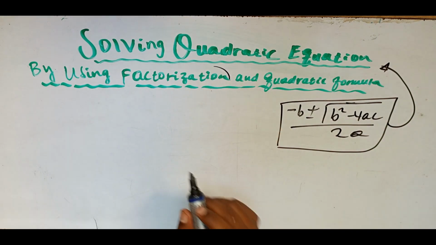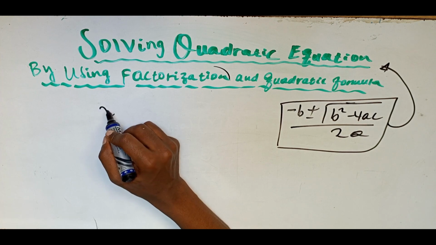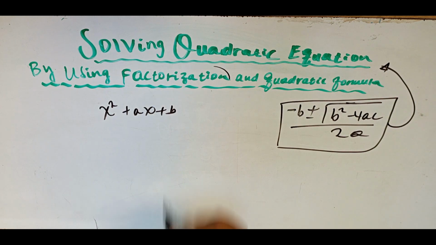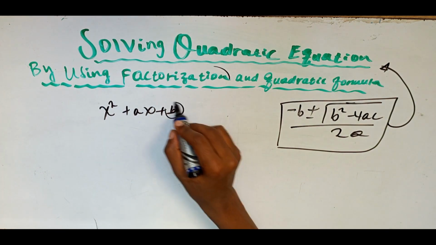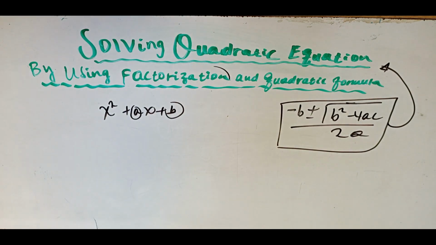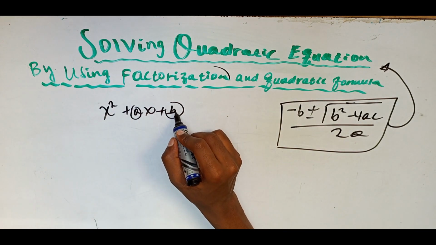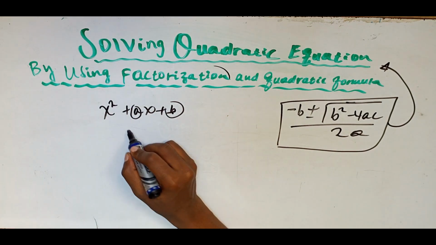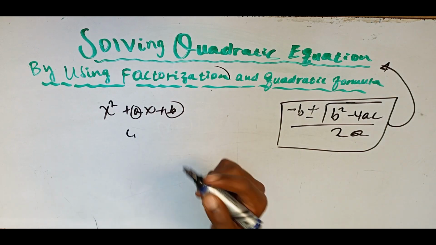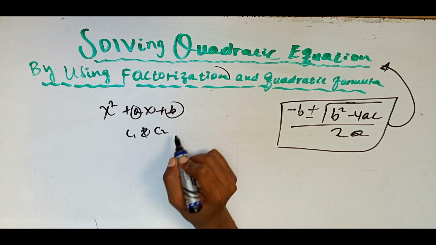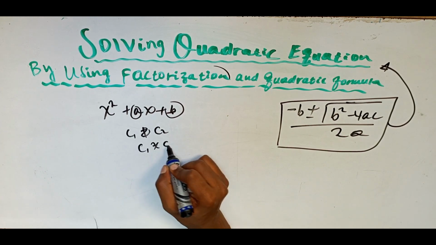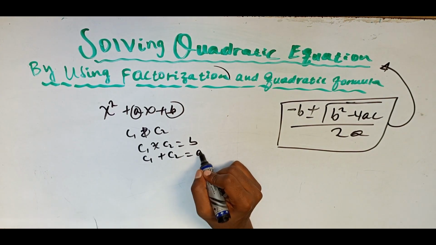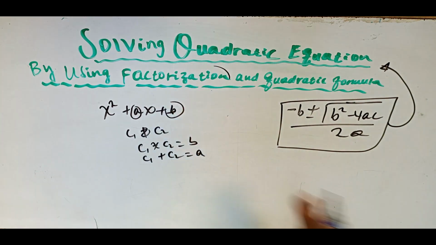When we say by using factorization, always you have to remember one rule. For example, if it is given x squared plus ax plus b, always we find two numbers which, when we multiply, we get this one, and when we add we get this one. That means if we take two numbers c1 and c2, c1 times c2 must give us b, and the addition of c1 and c2 must give us a. So that is what we call factorization.